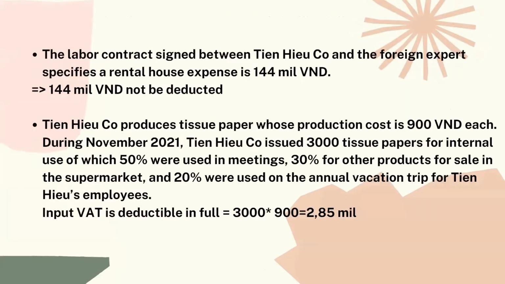Next, the labor contract signed between Tiền Hiếu Co and the foreign expert specifies a rental house expense of 144 million VND. In here, 144 million VND cannot be deducted.